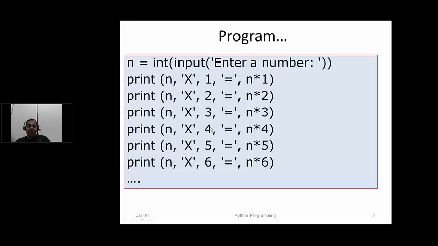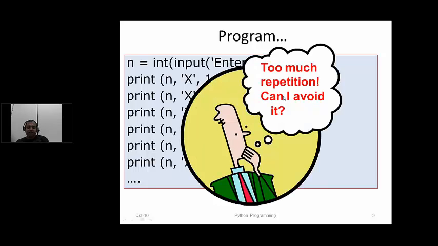So if you write a program to do that, and if you write it in the same way as you wrote the table, this program prints the table of n, given n by the user, so n times 1 is n star 1 and so on. Now this is really tedious, it's a repetitive job, and computers are meant for avoiding repetitions or this kind of job. So how do we avoid it?